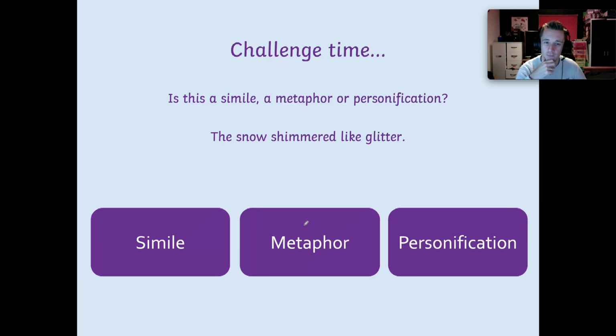Next one. Simile, metaphor, personification. The snow shimmered like glitter. Well, it's using the key word there, "like". If it's using the word "like" or "as", it must be a simile.